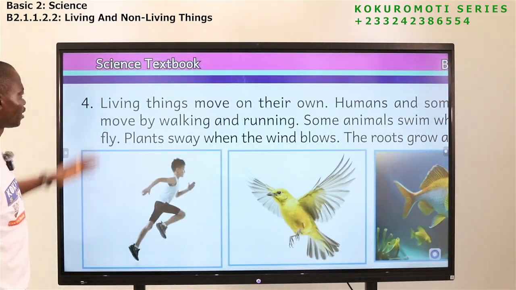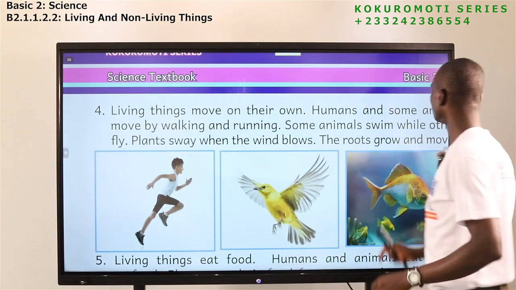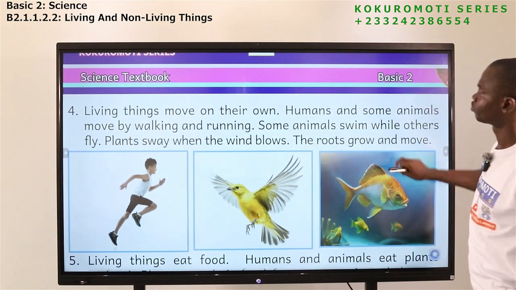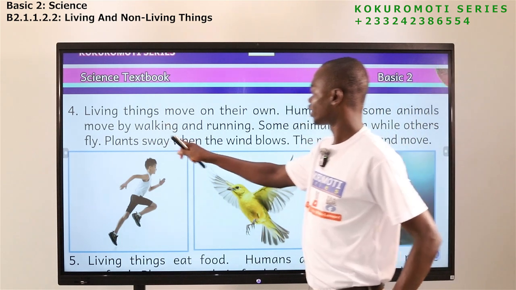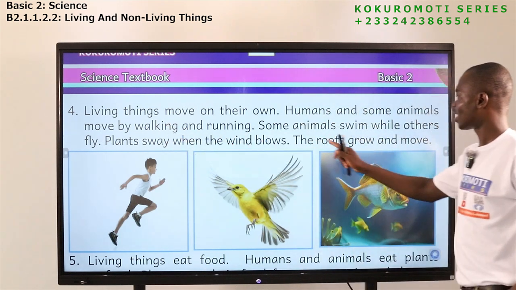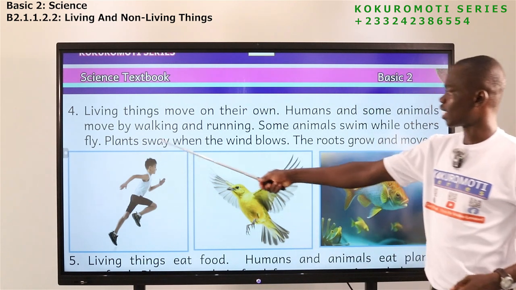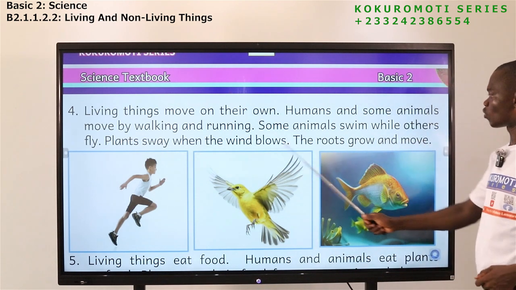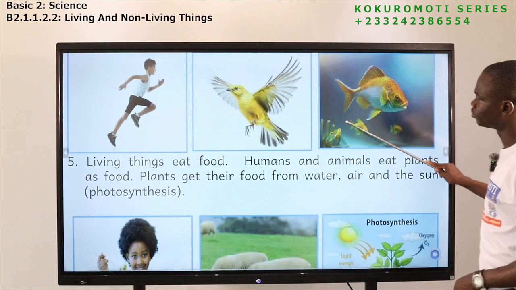Let's come to this side. Living things move on their own. Living things, they move on what? On their own. Humans and some animals move by walking and running. Some animals swim while others also what? Fly. Plants sway when the wind blows. The roots grow and move.